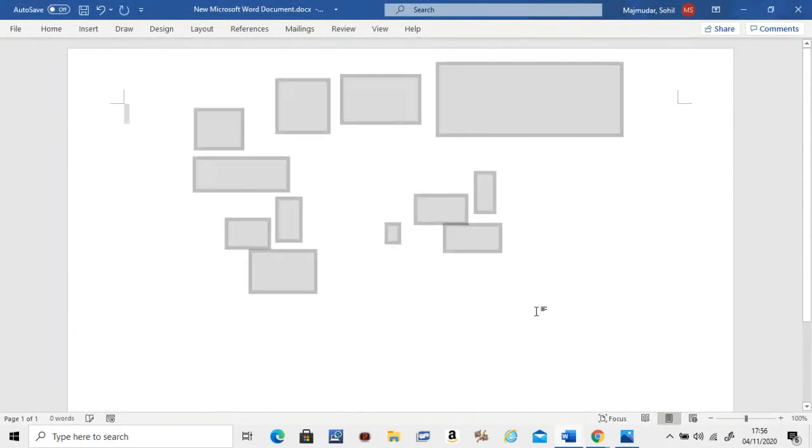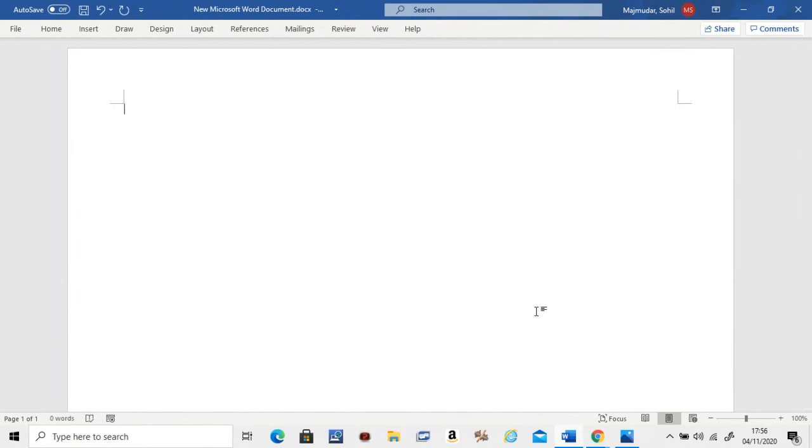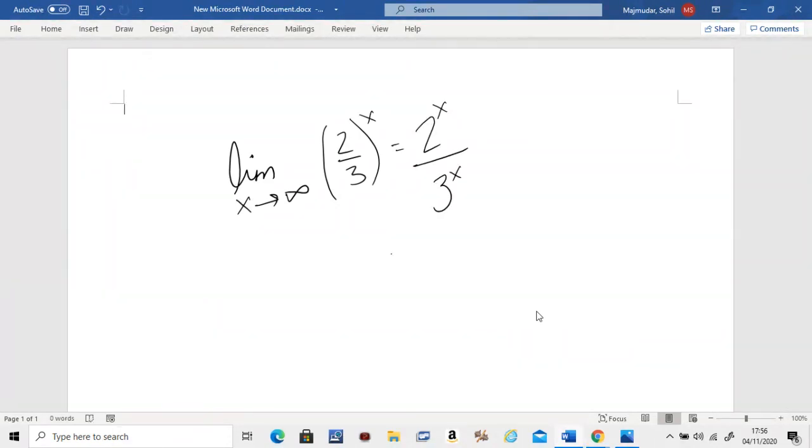Okay, let's do one more. Now for this one, you don't need that formula. Say I give you something like this: 2 divided by 3 to the power of x. And the question is to find the answer. What you do is, before you apply the infinity in place of x, you simplify this. This becomes 2 to the x over 3 to the x. Now in place of x, plug in infinity, you get 2 to the infinity over 3 to the infinity. Now 2 to the power of infinity is an infinity. Let's call it infinity 1. 3 to the power of infinity is also infinity. Let's call it infinity 2.